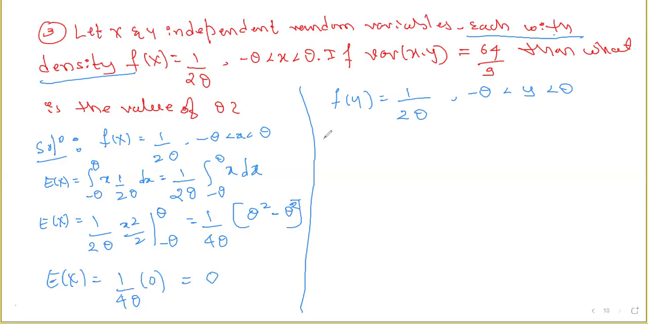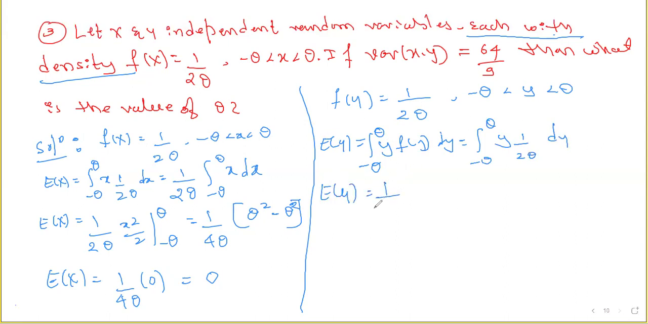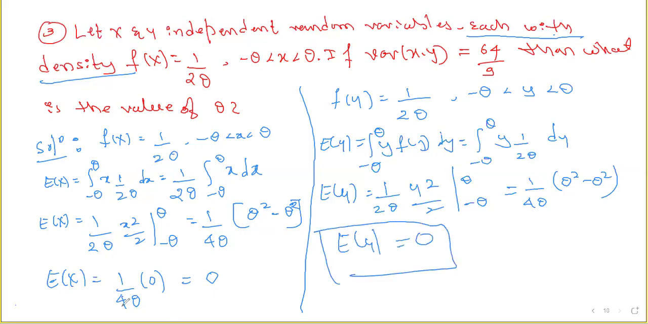Next, we go for the expected value of y. This is nothing but the integral from minus theta to theta of y f of y dy. So this is the integral of y times 1 divided by 2 theta dy. So expected value of y equal to 1 divided by 2 theta outside, then we have y square by 2 from minus theta to theta. This is nothing but 1 divided by 4 theta, again theta square minus theta square. So expectation value of y is also 0, as well as expectation value of x is also 0.